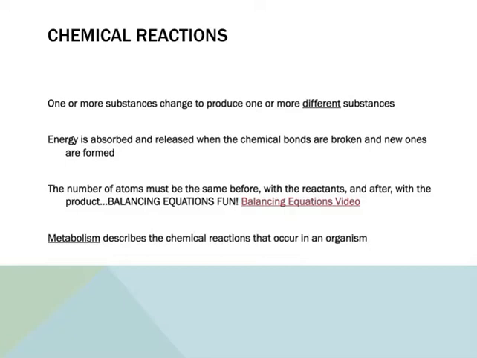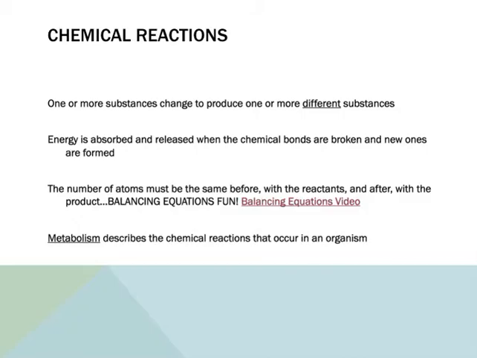Energy is absorbed and released when you break those bonds and when you form new ones. But again, the number of atoms has to be the same before with the reactants and after with the products. And again, this is why we have to balance equations. When we're looking at chemical reactions, that's chemistry. The amount of chemical reactions that happen in a body or in an organism is metabolism. So when you're describing all of the chemical reactions that occur in an organism, you call that metabolism.